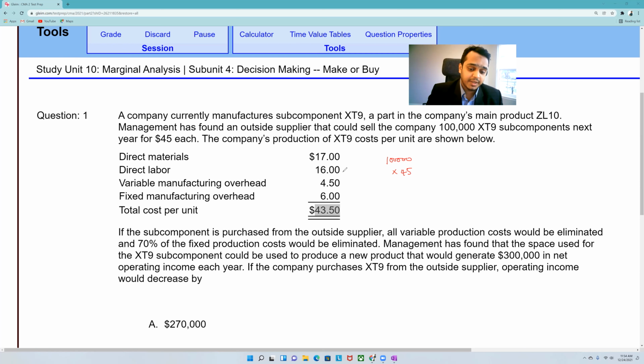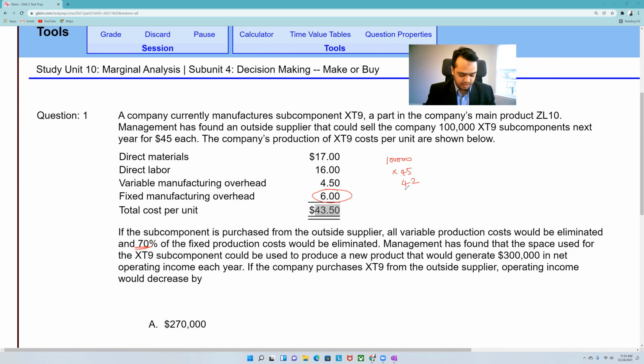Now, if we are buying it, still there will be some fixed cost which will be levied. And how much is that fixed cost? It is 70% of this. So 70% of fixed cost, 6 is the fixed cost. 70% of 6 is 4.2. 70% will be eliminated, so 0.3 we need to take.